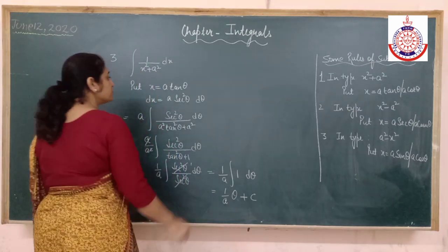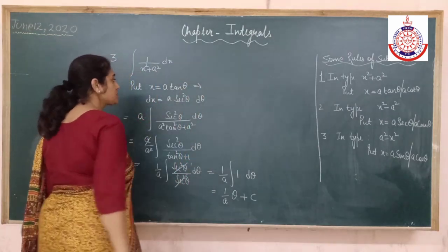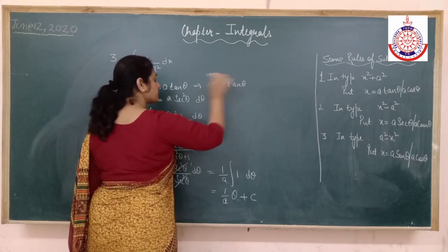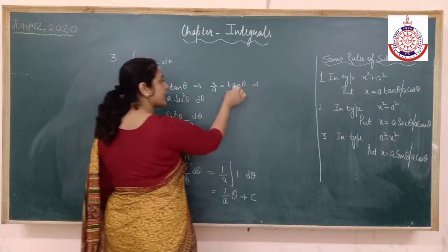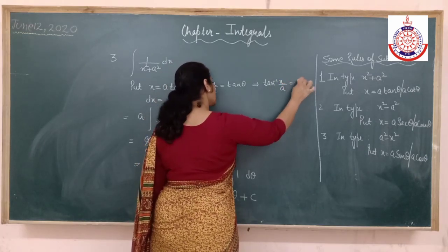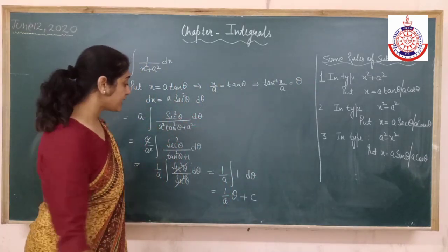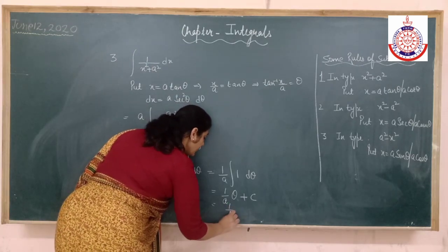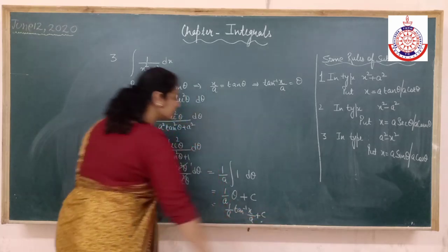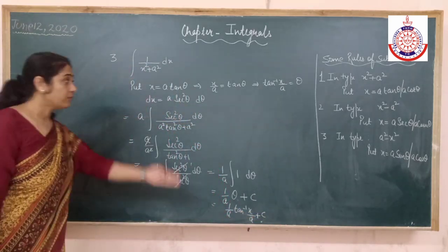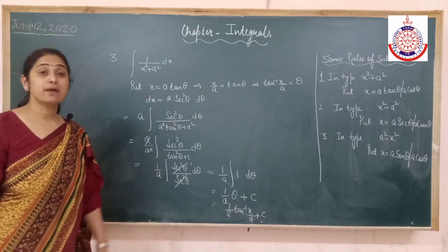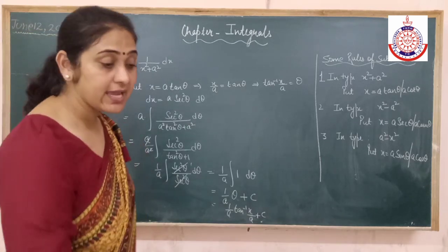Now we need to substitute the value of theta. Let's find the value of theta from here. X upon a is tan theta. I need the value of theta, so this tan will go to that side. It will become tan inverse. So the value of theta is tan inverse x by a. Let's substitute here. 1 by a tan inverse x by a plus c. Alright, so that's the formula. Integration of 1 upon x square plus a square is 1 by a tan inverse x by a.